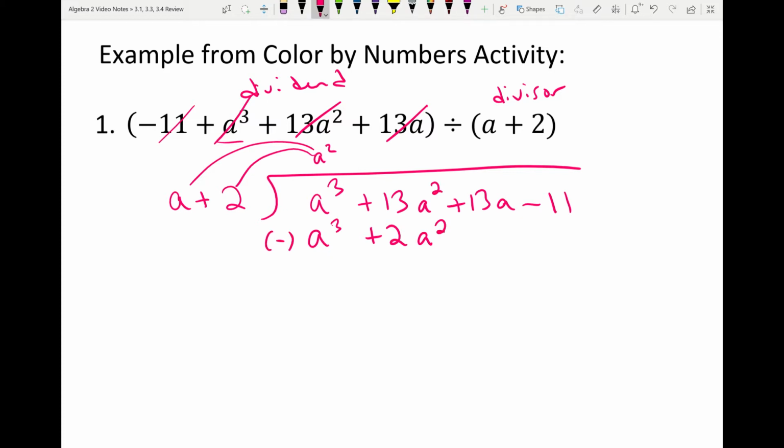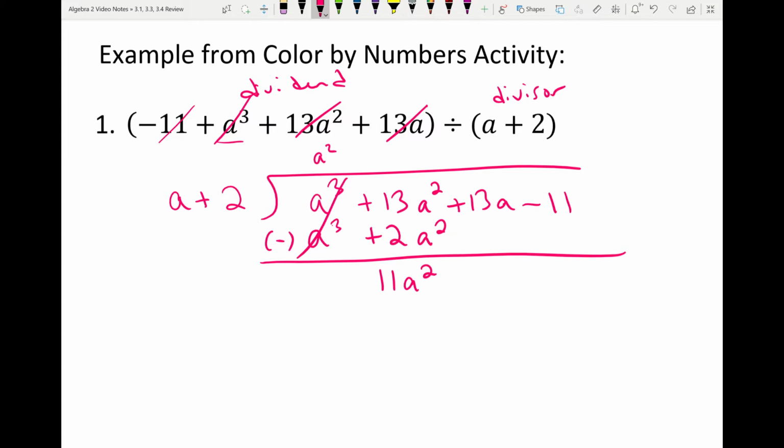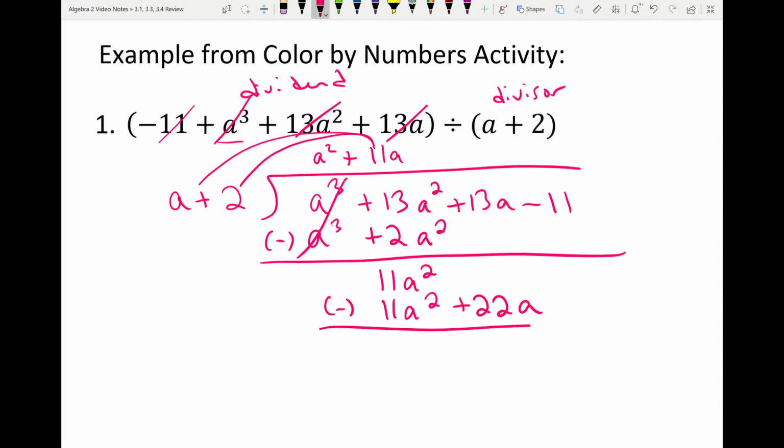So we've got to subtract. The a cubes cancel. 13 minus 2 is 11, so we've got 11a squared. Now we've got to fill in the blank again. What times a is 11a squared? That'll be positive 11a. So 11a times a is 11a squared. 11a times 2 is 22a. Got to subtract, so it cancels out.